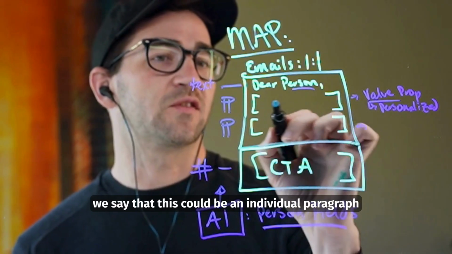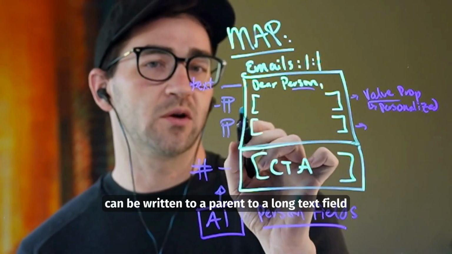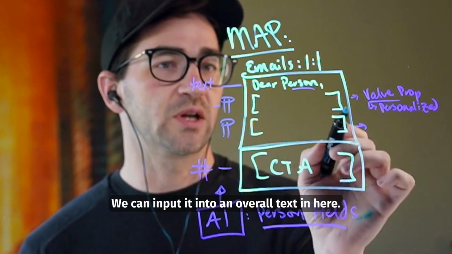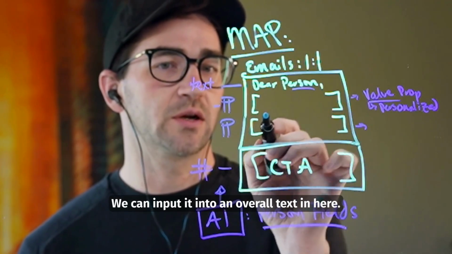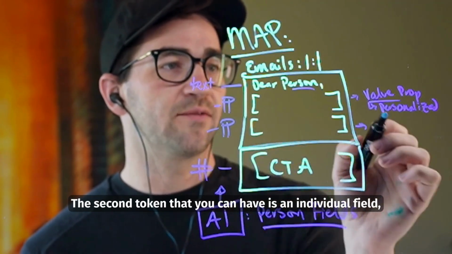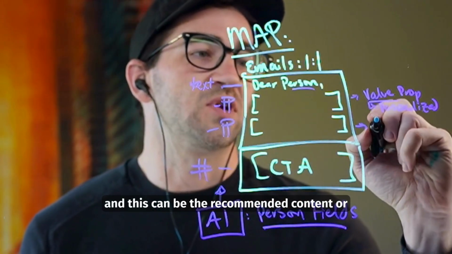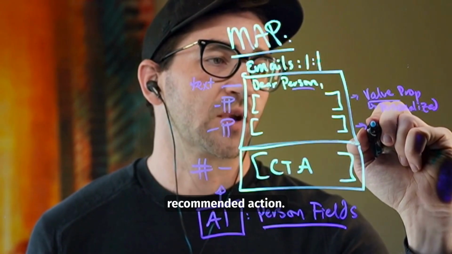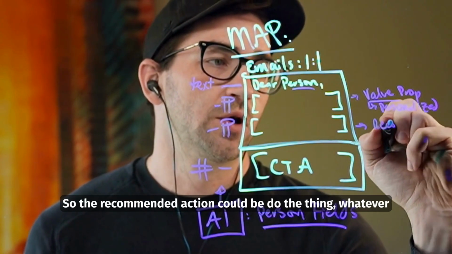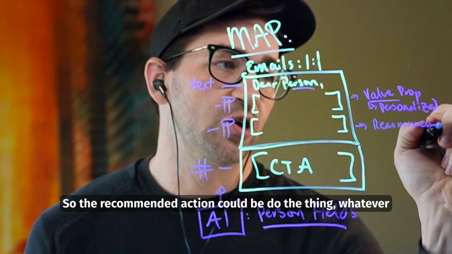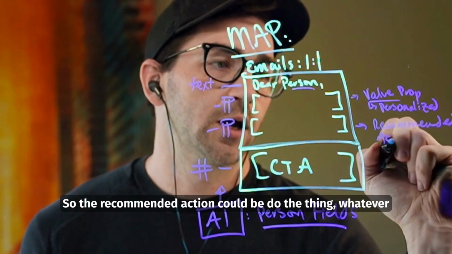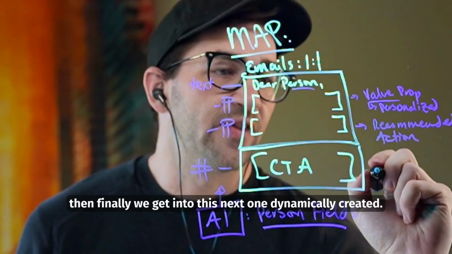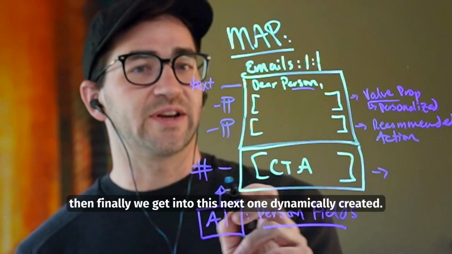First, we say that this can be an individual paragraph. It can be written to a long text field for that person. We can input it into an overall text in here. The second token that you can have is an individual field, and this can be the recommended content, or say recommended action. So the recommended action could be do the thing, whatever that's going to be. And then finally, we get into this next one, dynamically created.